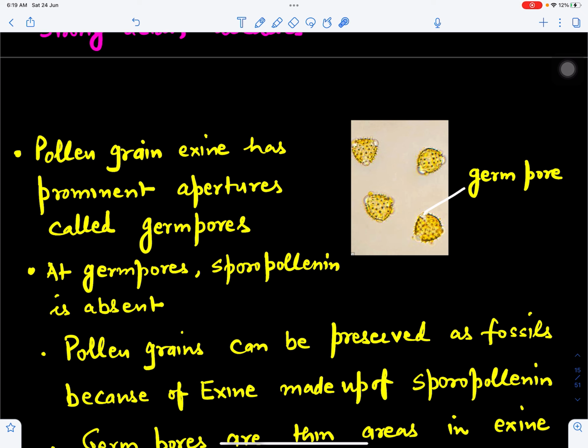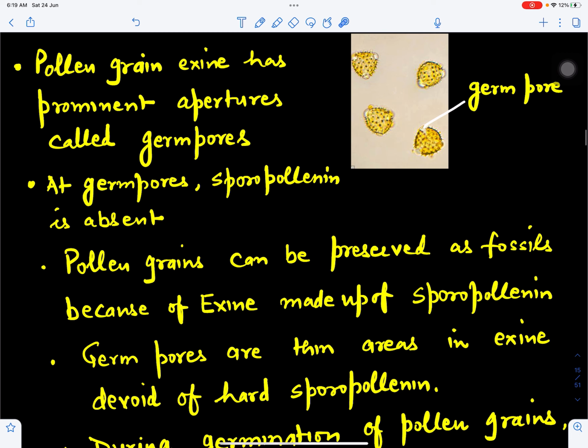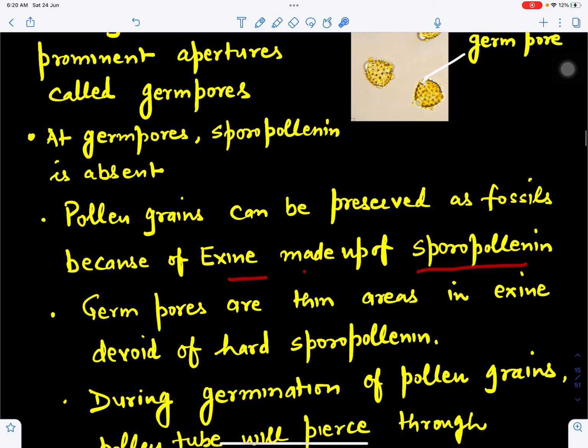If we look back in the previous periods, pollen grains of various fossil members have been preserved because of this sporopollenin and because of the exine. I mean, they can get embedded into the sediments of the rocks or sand or other sediments, and they can be preserved in the form of fossils which are not present today, which were present earlier. They have been preserved because of the presence of exine. Exine is made up of sporopollenin.